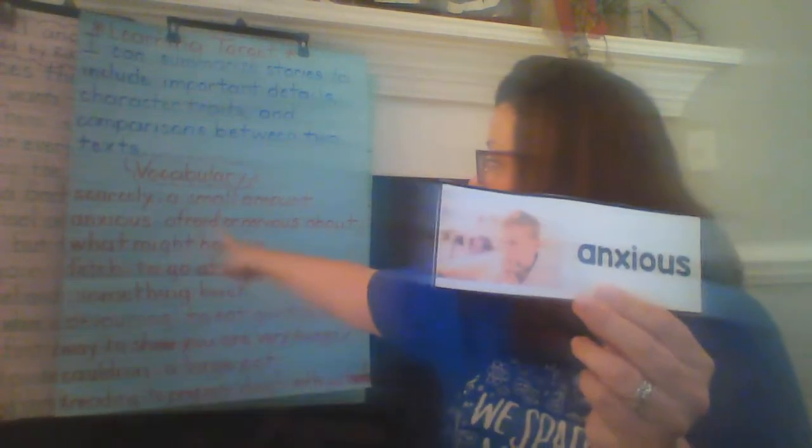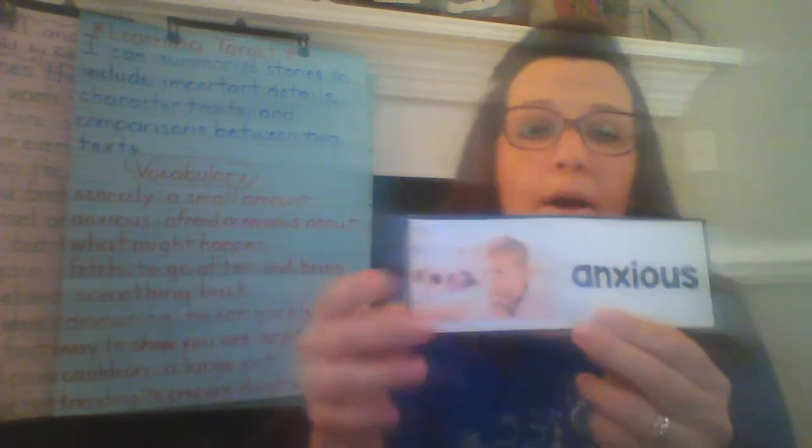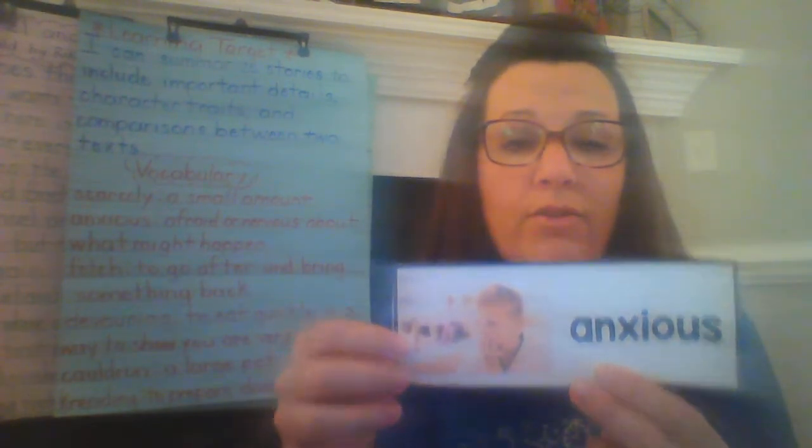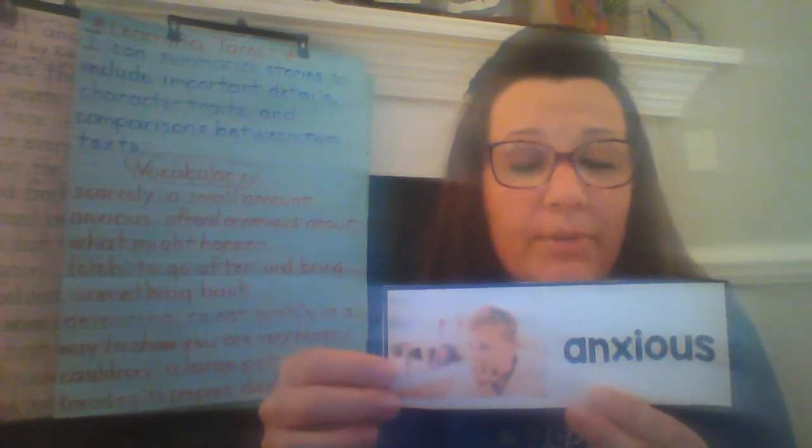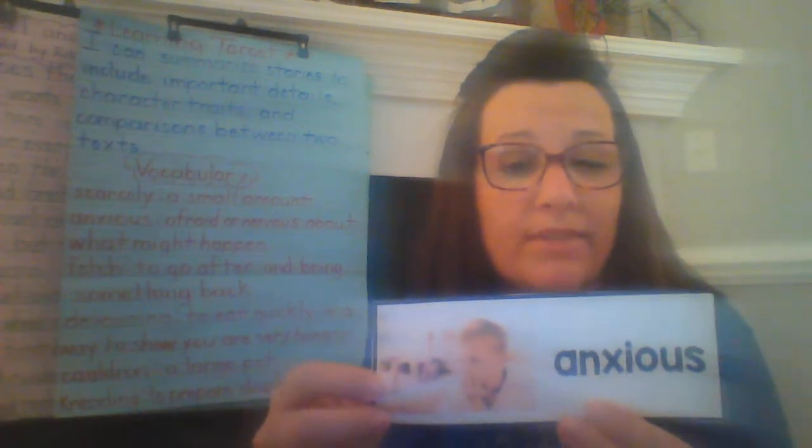So our second vocabulary word we talked about is anxious. And when you are anxious, you are afraid or nervous about what might happen, okay? And so the father in the story was afraid. He was anxious about what was going to happen to his family because they had such little amount of food.